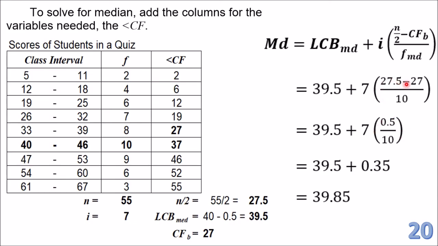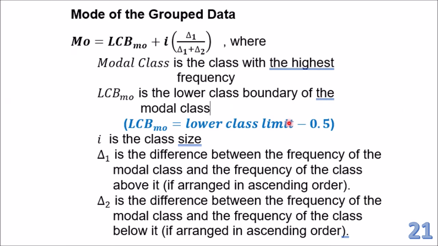27.5 minus 27, that is 0.5 over 10. And then next, 7 times 0.5 over 10 divided by 10 is 0.35. Sa kanyo ito i-plus dun sa 39.5. 39.5 plus 0.35, the answer is 39.85. This is now our median. Next, we have the mode of the group data.